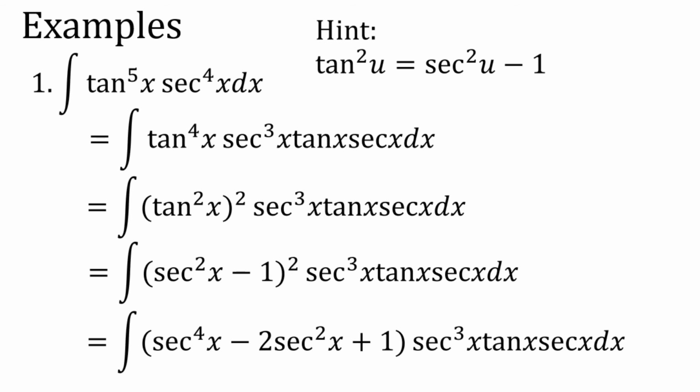And then expanding it, applying squaring of a binomial, the square of secant square x minus 1 is equal to secant to the fourth x minus 2 secant square x plus 1. So now we have the integral of secant to the fourth x minus 2 secant square x plus 1 times secant cube x tangent x secant x dx.